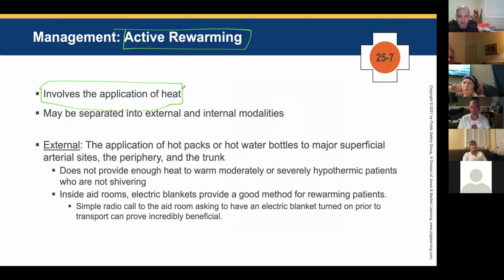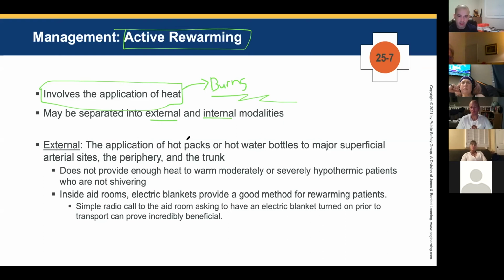Now, what did we say earlier? What ought we to be cautious about with heat? What ought we to be careful of? Yeah, don't burn the victim. So we want to make sure that we are assessing and watching to make sure that we're not burning the individual. So we have external and internal ways that we can actively rewarm somebody.